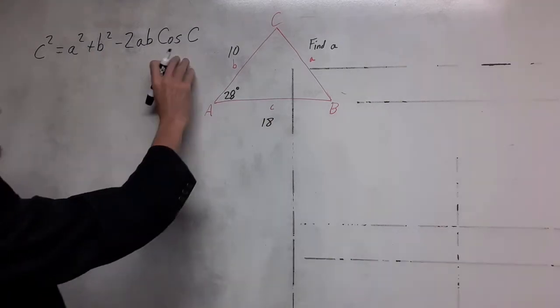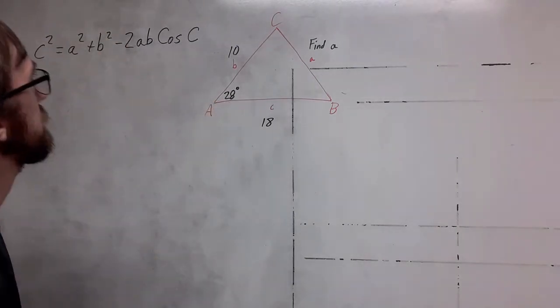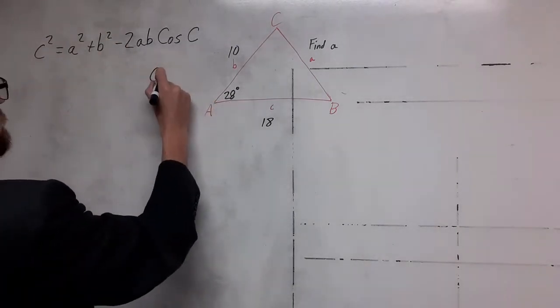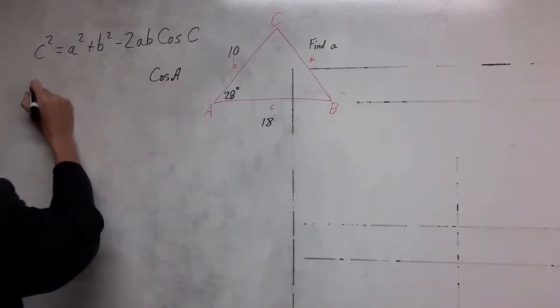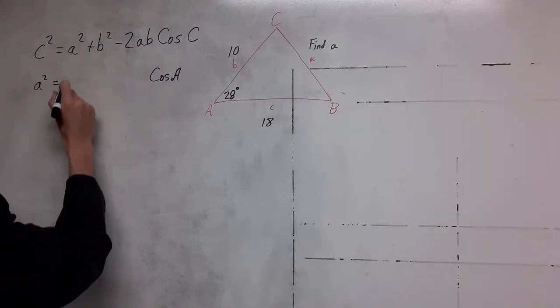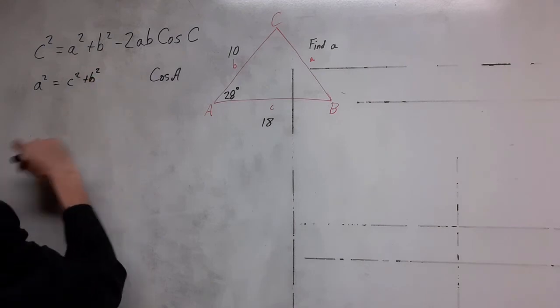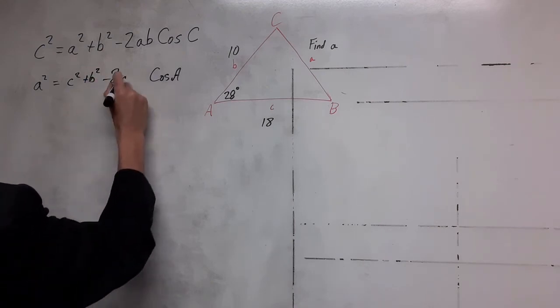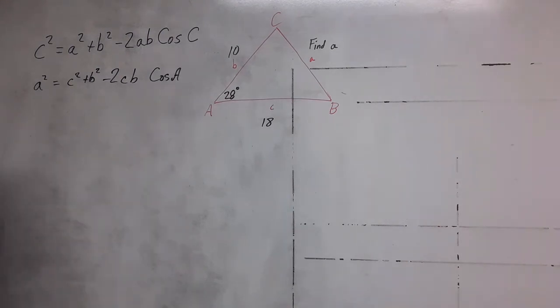All right, the form that we have here is not quite the best form because we have angle A here as a given. So I want to have something that has angle A in it. So cosine of A is going here. A squared is going on the left-hand side of the equal sign. We'll have C squared and B squared on the immediate right. And so we'll have 2 times CB here. So this is the form that we need, and now we're going to plug in our information.